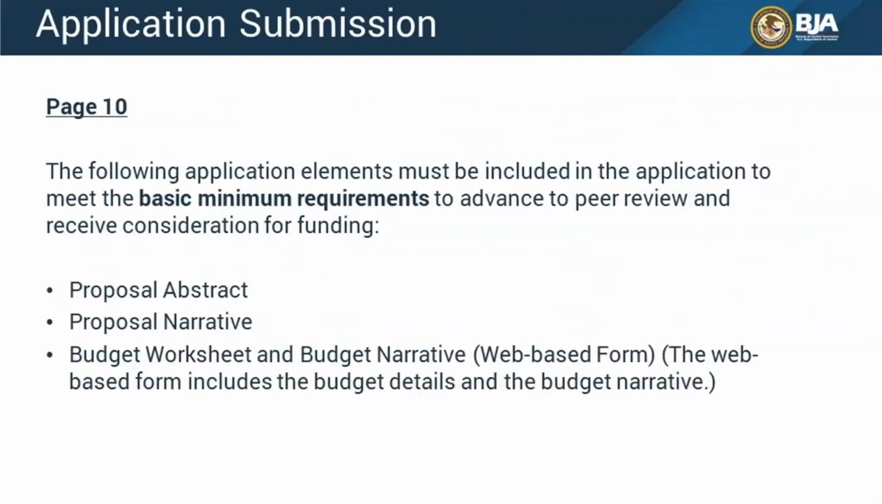Next, let's talk about what's needed for your application submission. If you can turn to page 10 of the solicitation, the following application elements must be included in the application to meet the basic minimum requirements, or BMR, to advance to peer review and receive consideration for funding. You need to have the proposal abstract, the proposal narrative, and the budget worksheet and budget narrative, which is a web-based form.